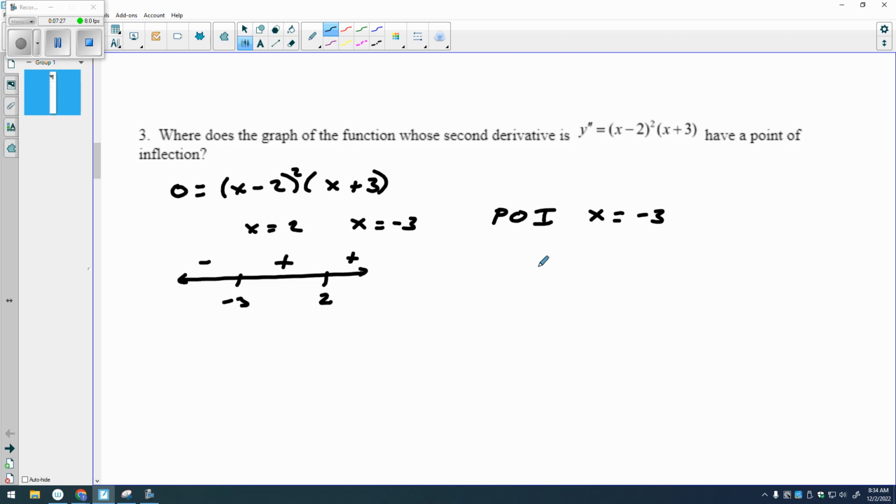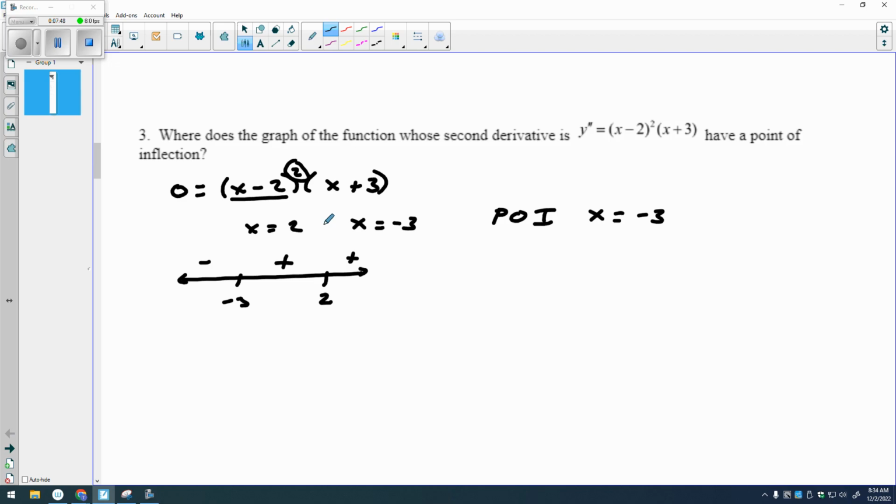Now, for this question, you did not have to show all that work. I simply showed all that work to show you, because this is a review, and I want you to see my thought process. I can see from this factor being squared that this will not be a point of inflection. The only point of inflection is here.